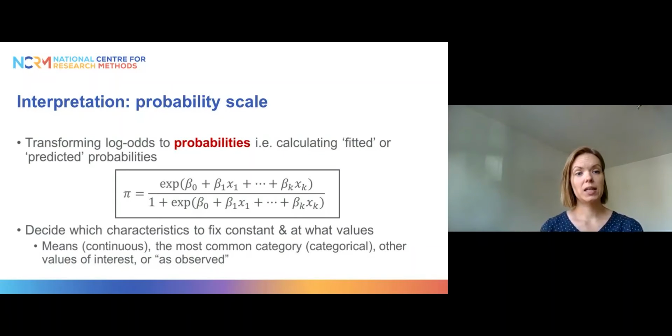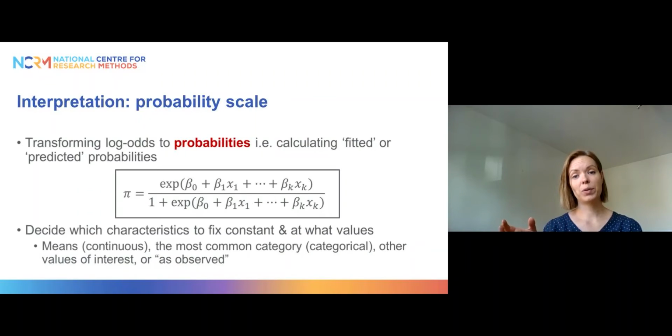Like we discussed last time, you can also interpret these results on probability scale if you calculate something that we called fitted or predicted probabilities. And the formula for doing that is here. So we figure out what the probability, or pi, is by exponentiating the equation of interest, dividing that by 1 plus the exponentiated value of the same equation as above. So when it comes to the equation of interest, we have to decide what we want to calculate.